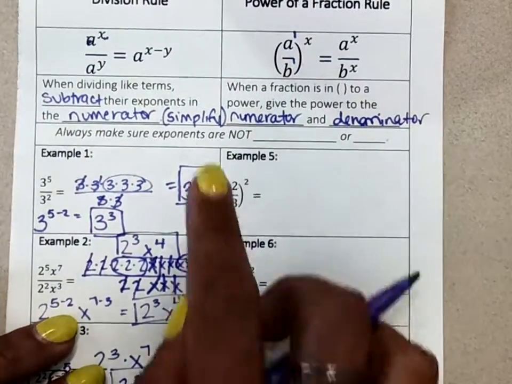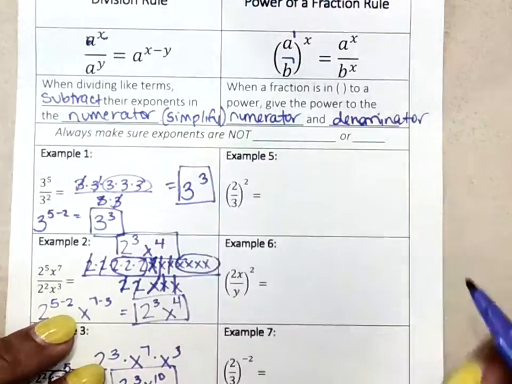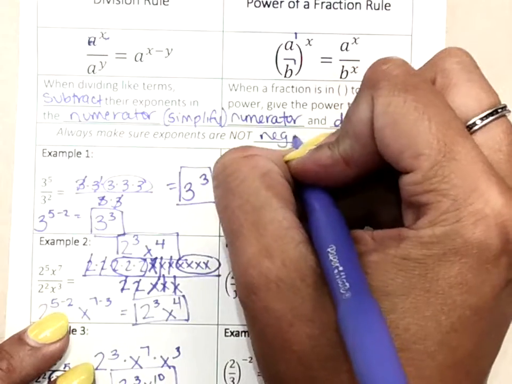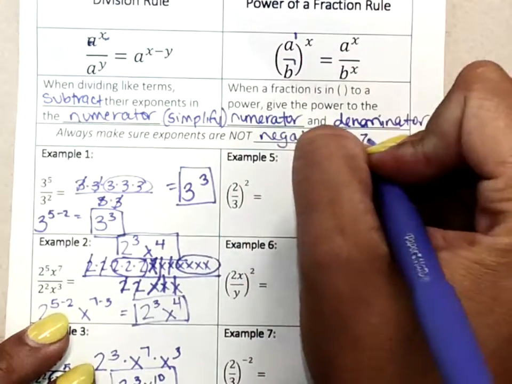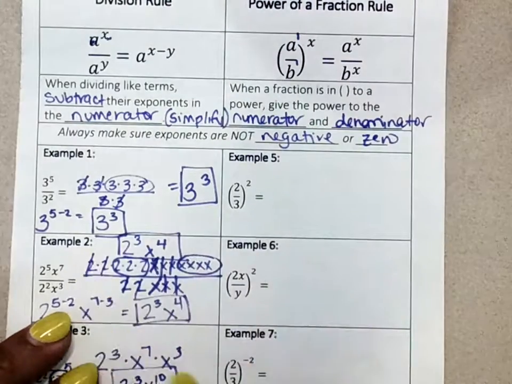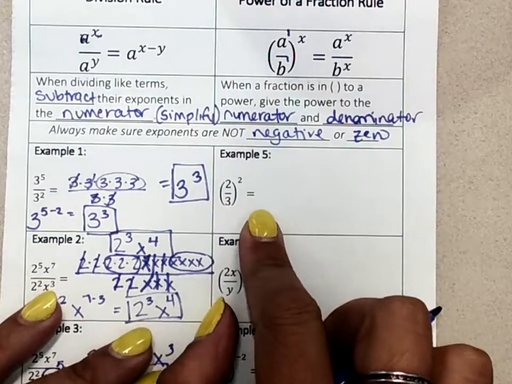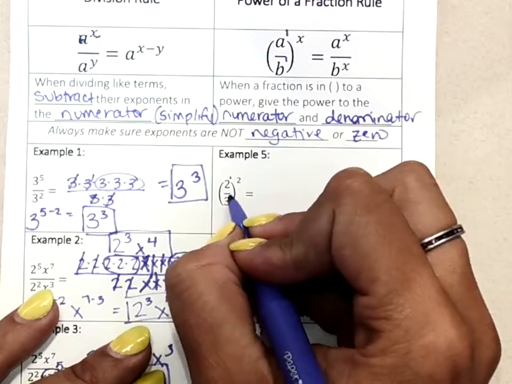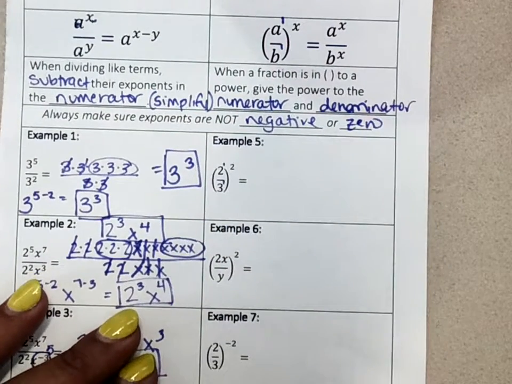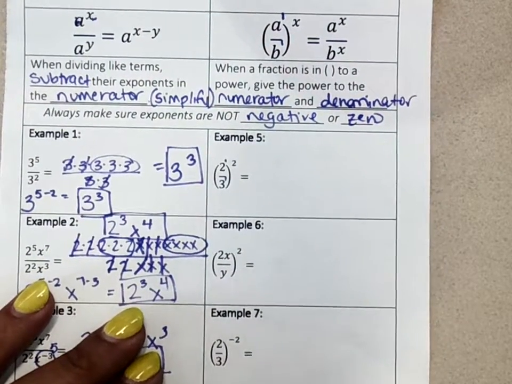Oh, and I forgot to fill this in. Always make sure exponents are not negative or 0. And that's what we covered already. So, example number 5. We're going to pretend that the 2 and the 3 have a power of 1. They technically do, it's just not written.